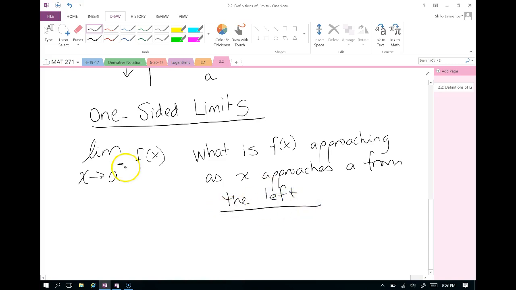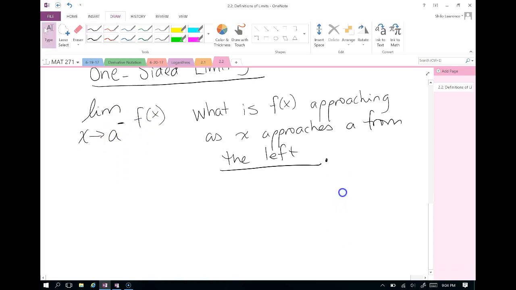So the reason the minus sign means left is because on a number line, minus usually means smaller. Usually when you subtract, your values get smaller. And on the number line, smaller numbers are to the left. So if you see the little minus sign in that superscript or exponent position, that means we're only concerned with analyzing what's happening to this function as we approach from the left.